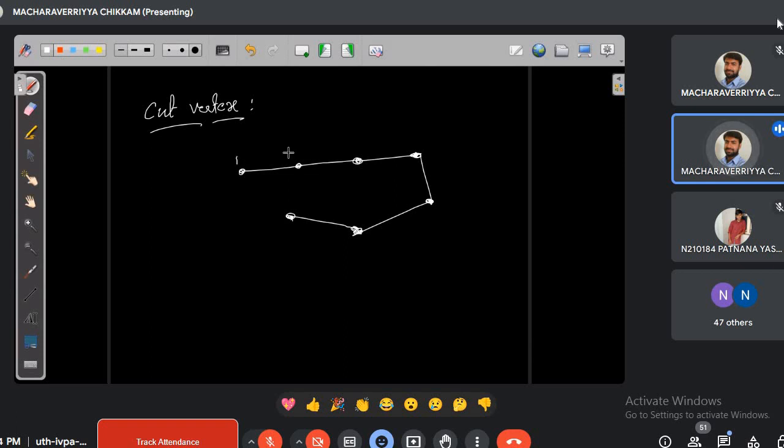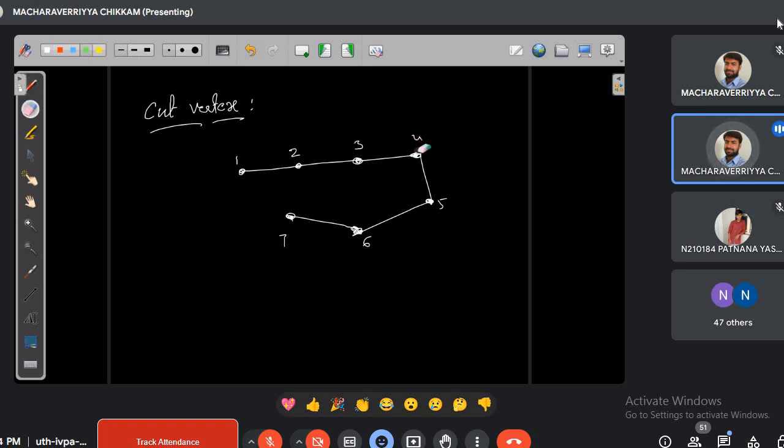So the vertices are 1, 2, 3, 4, 5, 6 and 7. These are the vertices, right? Now, do we have any cut vertex? It means by removing that vertex, the graph has to be disconnected. You may ask me one thing. What do you mean by removal of a vertex? Okay, so let me tell you.